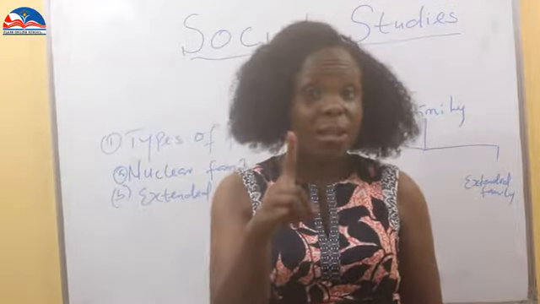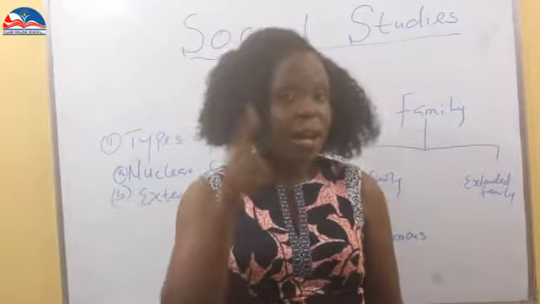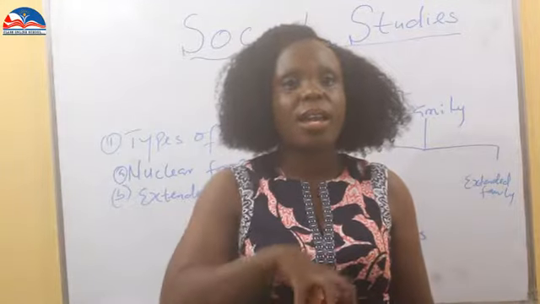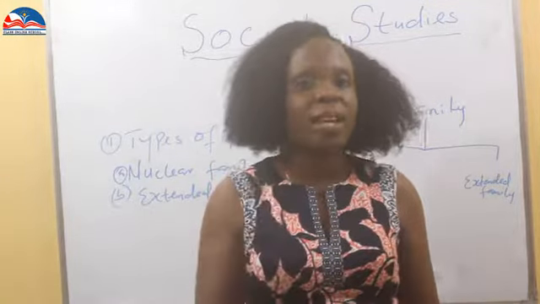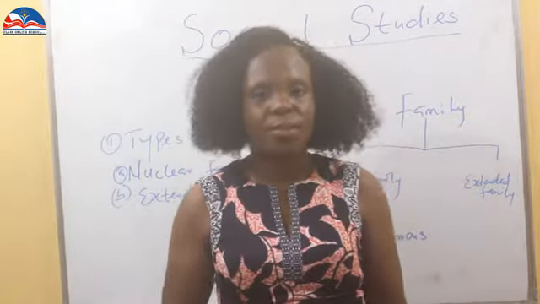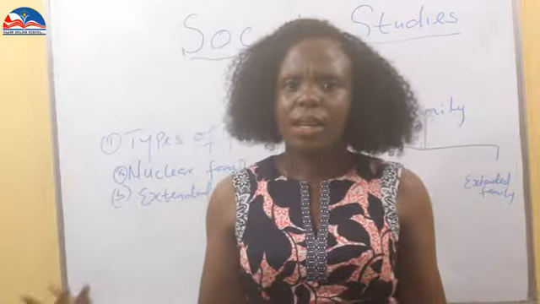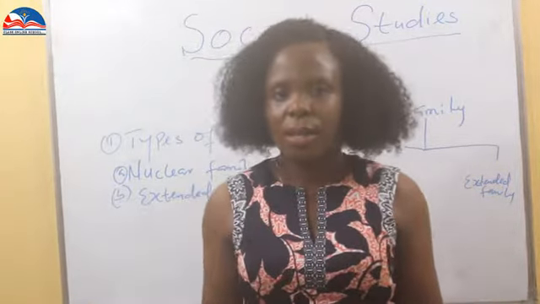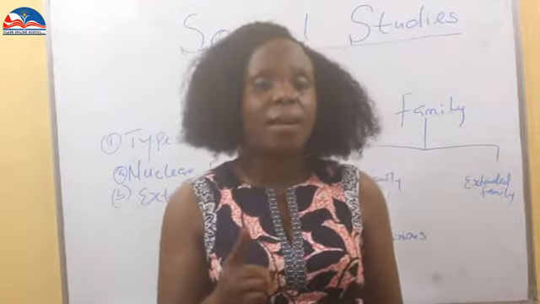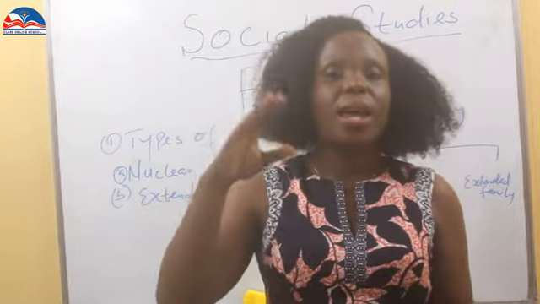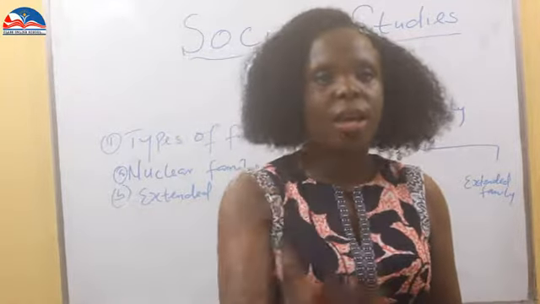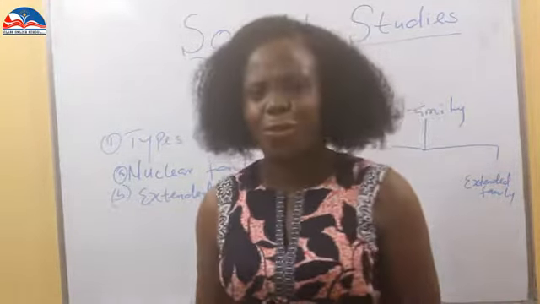They are related by blood ties, they are related by adoption, and they are related because they have formed a marriage alliance together. So by marriage, by adoption, and by blood ties. This is what the family is. And most times, members of a family are guided by a common rule, by a common principle, and they do things in common.